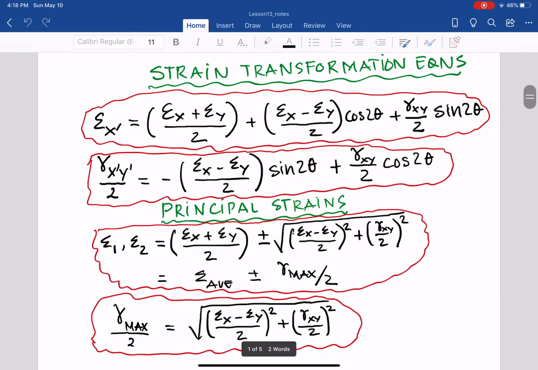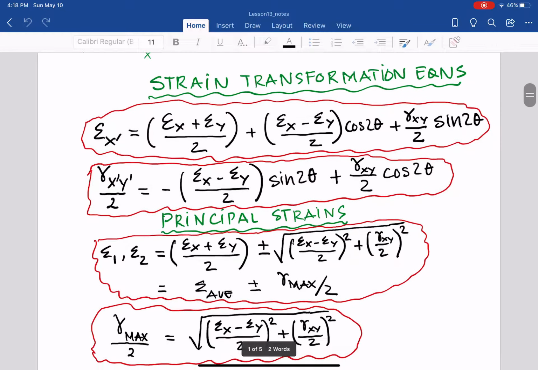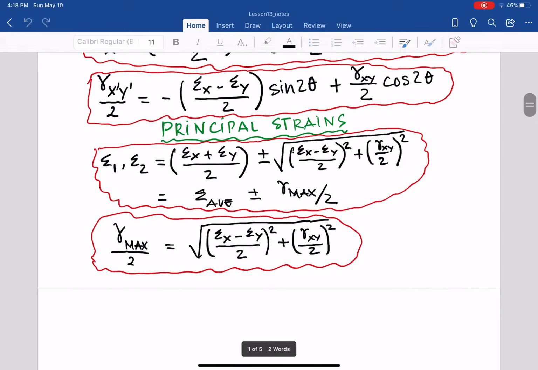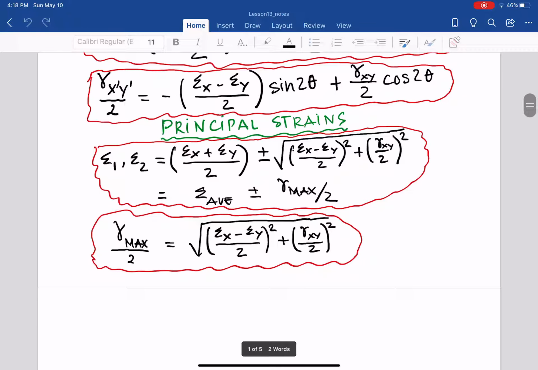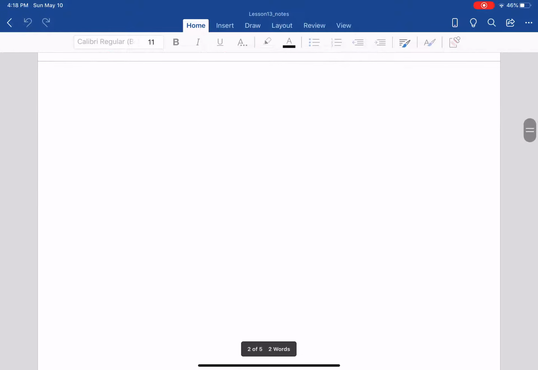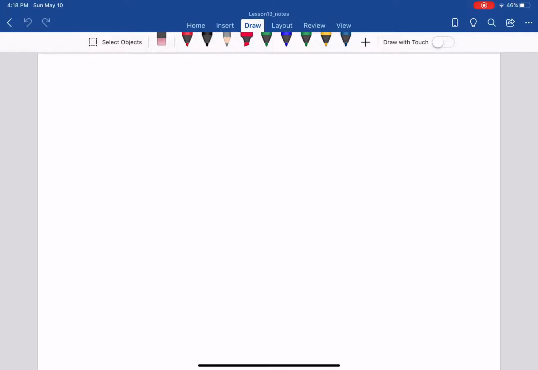That's the strain transformation equation presented earlier. Now, the strain transformation can also be applied with the Mohr circle, which has an analogy to stress. So let's talk about that here: Mohr circle for strain.